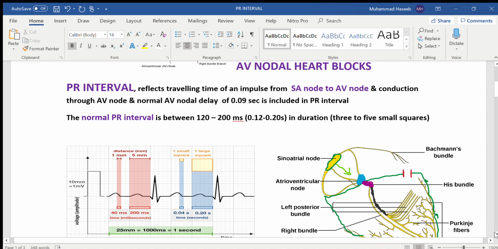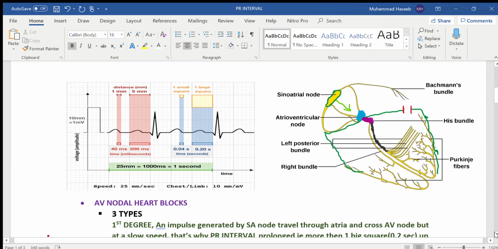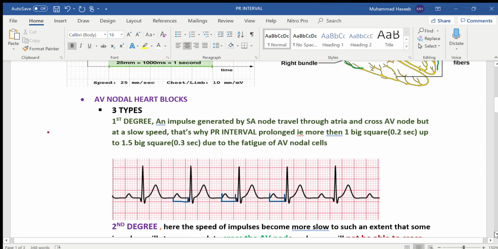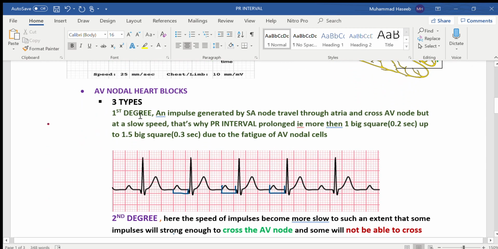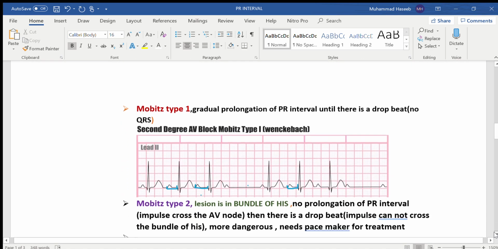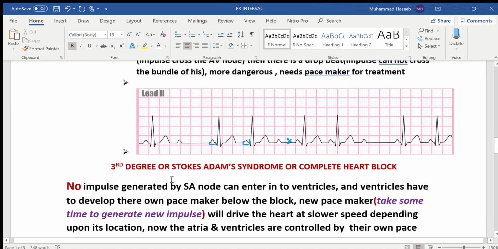Now back to the different types of the blocks. We are going to discuss the AV nodal blocks. There are three types of AV nodal blocks: the first degree AV nodal block, then the second degree AV nodal block, and ultimately the third degree AV nodal block. You can see here, this is your third degree AV nodal block, or the Stokes-Adams syndrome, or complete heart block. These are the different names for the third degree heart block. We will take them one by one.